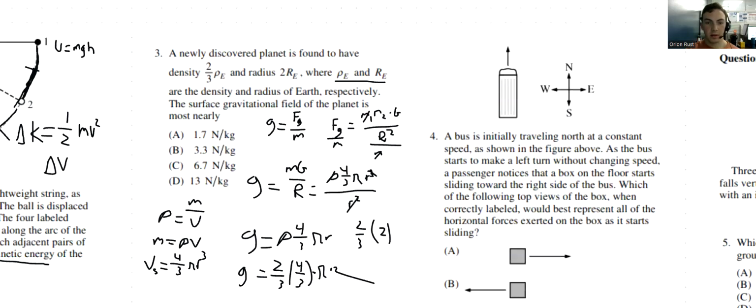Oops. That's a pretty large 2. And when we multiply all these things together, we get about 1.7 newtons per kilogram. And if you think about it, this actually physically makes sense because g is defined as the force of gravity over the mass of the object. And we have as our units newtons, force, and then kilograms for our mass. So this one would be option A.